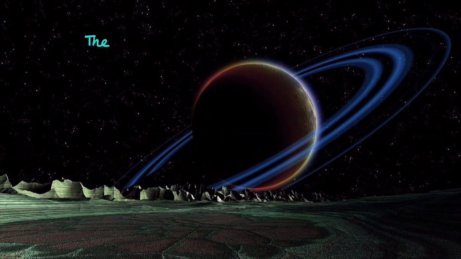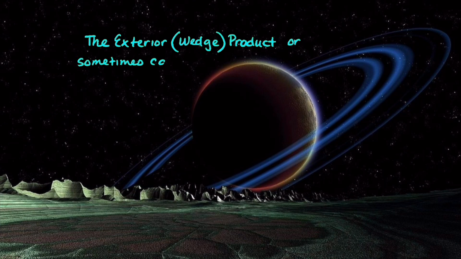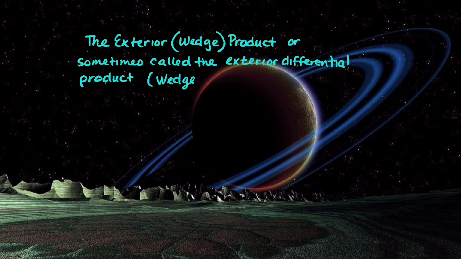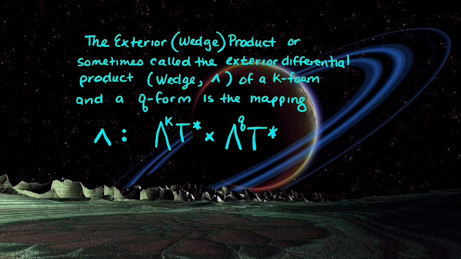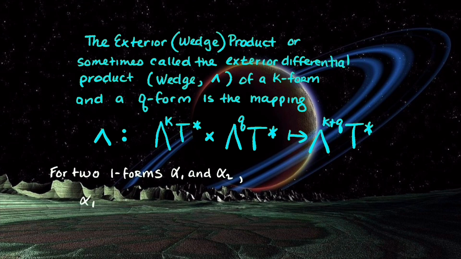So now, the exterior wedge product, or sometimes called the exterior differential product, the wedge product, of a K form and, let's say, a Q form, is the mapping wedge, and it takes the product of 2 elements and produces something in the wedge space K plus Q dimension.